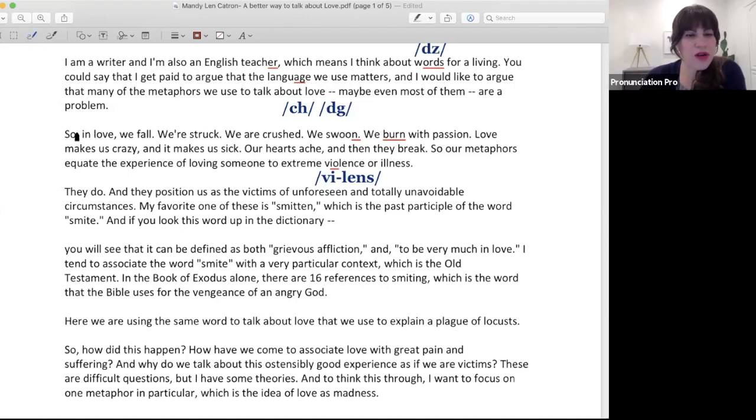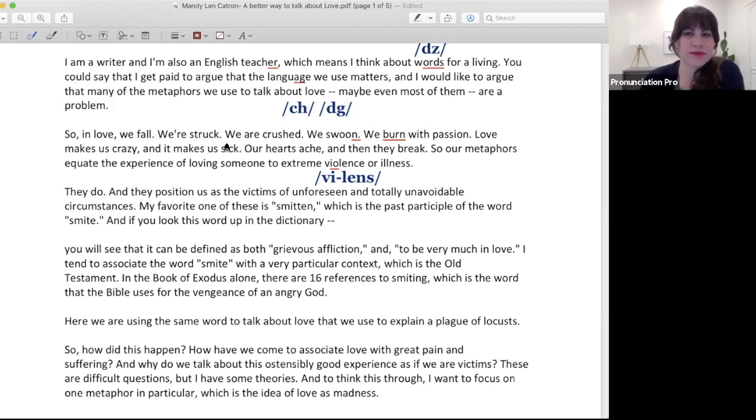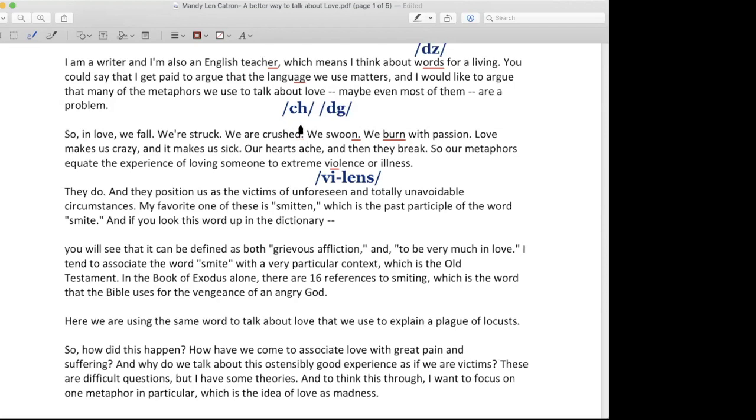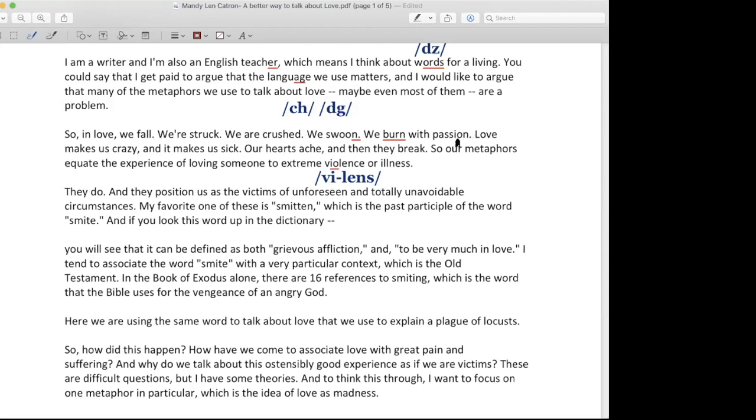Okay. So kind of follow the intonation pattern that I do. I'm going to do it chunk by chunk, okay? So in love, we fall. We're struck. We are crushed. We swoon. We burn with passion. Good.